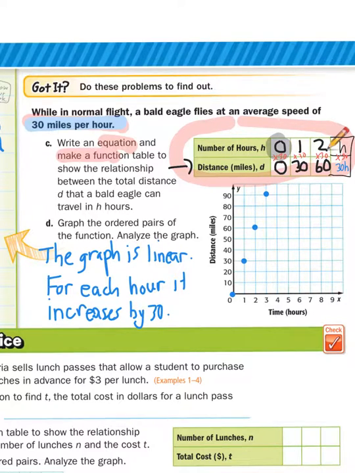So you want to say something about the graph. You could say for each hour, the distance increases by 30 if you want to sound even better. But if you don't have enough written, like if you just said it was linear, make sure you add this so that you have enough written for this.